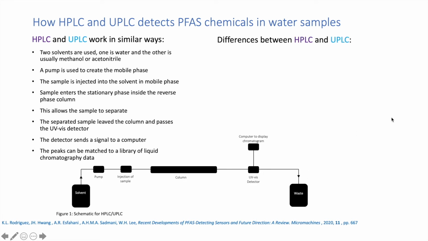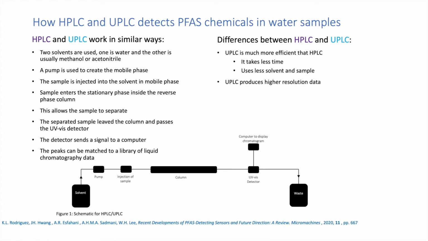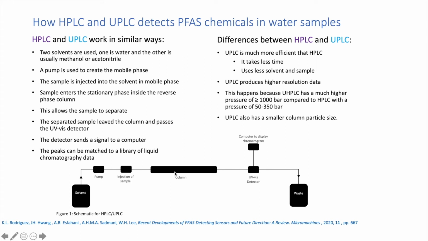There are differences between HPLC and UPLC. Mainly, UPLC is much more efficient than HPLC. It takes much less time and uses much less solvent and sample. This could be useful if you only have a small amount of the sample. UPLC also produces higher resolution data. This happens because UPLC operates at a much higher pressure, greater than 1,000 bar, compared to HPLC with only a pressure of 50 to 350 bar. UPLC also has a smaller column particle size.